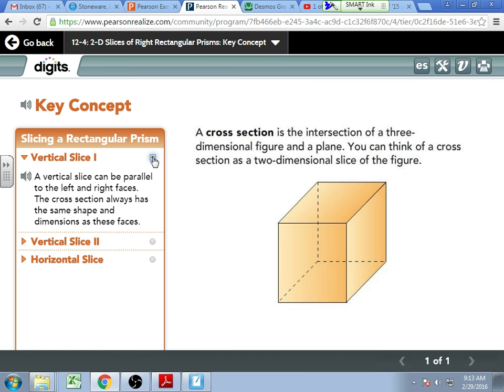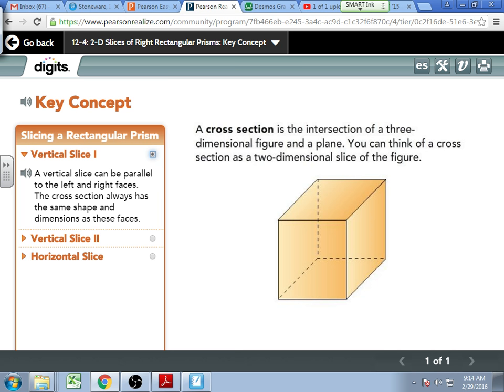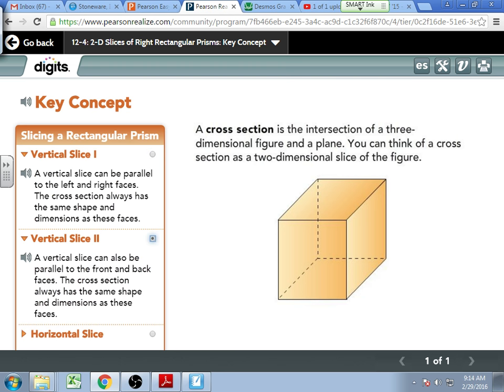So my first vertical slice right here, it should be showing. Don't know why it's not. So you have it on your paper already showing your first vertical slice is from front to back. Then my second vertical slice is left to right. And my horizontal slice, is there a way to get 2 different sizes of horizontal slices in a shape like this? Whether it's a rectangular prism or a cube or whatever it is.